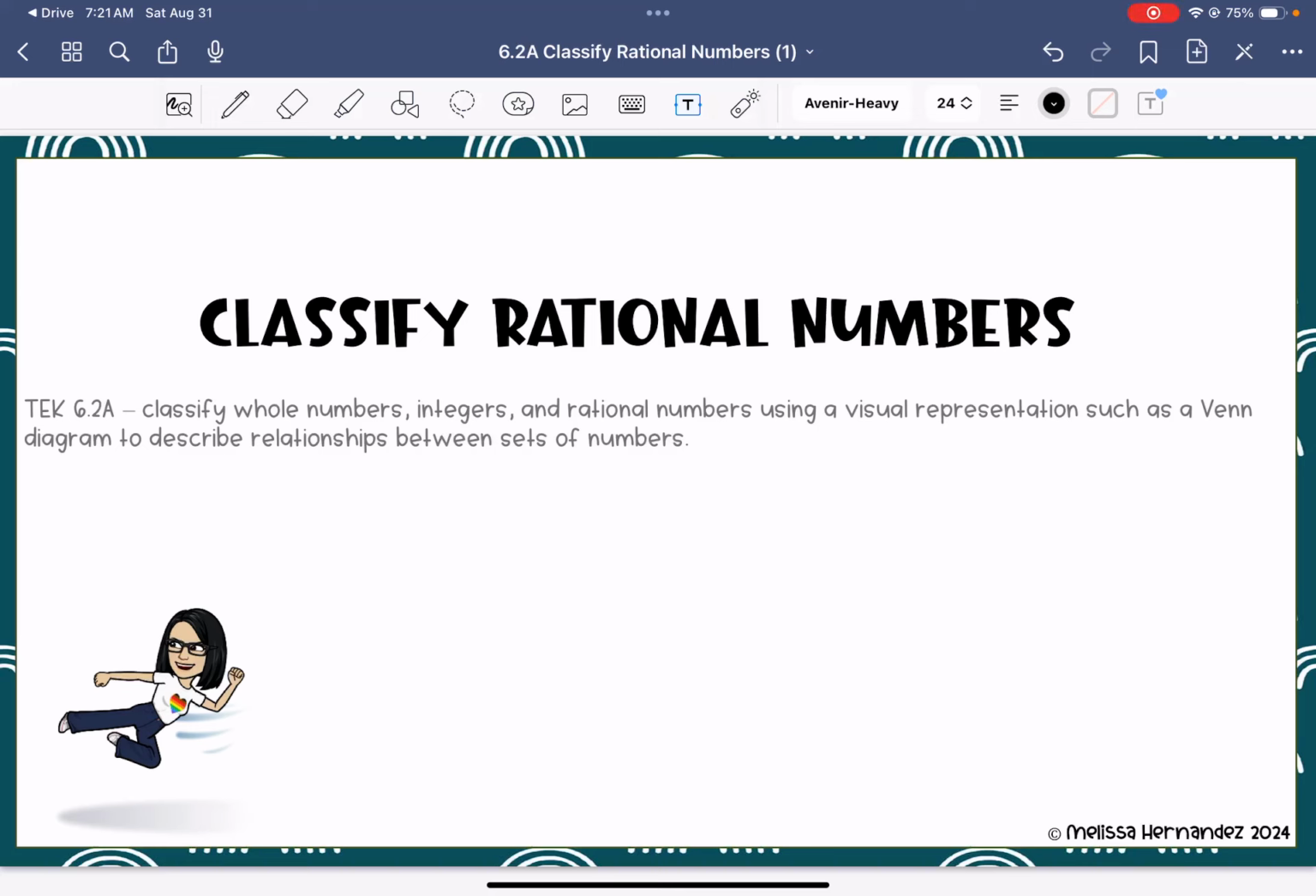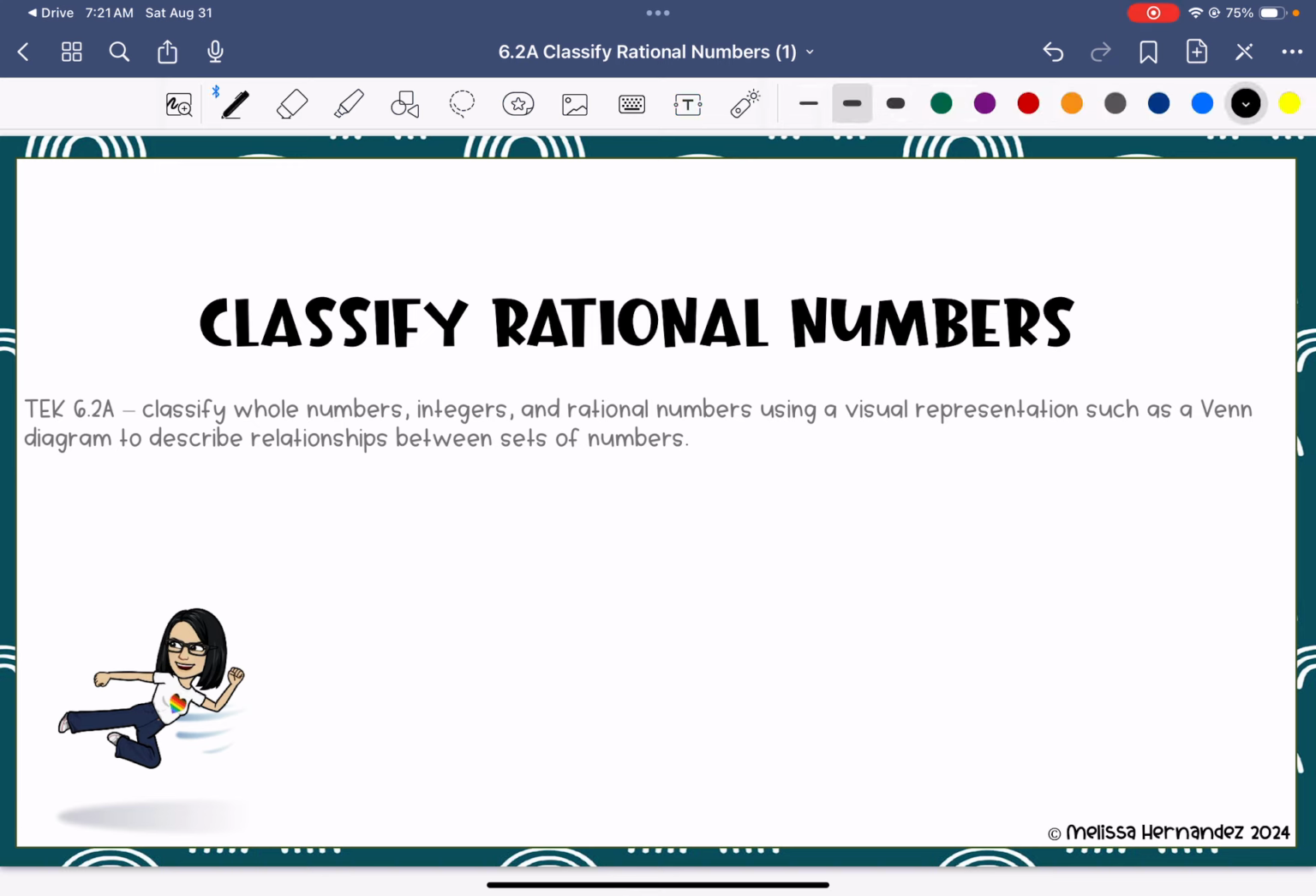In today's video, we're going to classify rational numbers. So rational numbers include whole numbers, integers, and then of course, rational numbers. And so for 6th grade, that's all you include. And when you get to 7th grade, we'll add natural counting numbers.